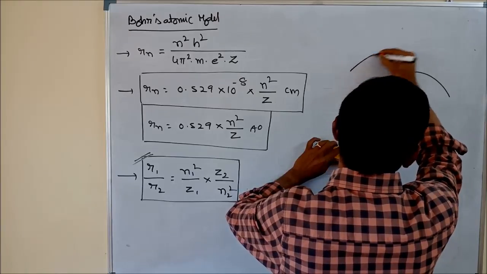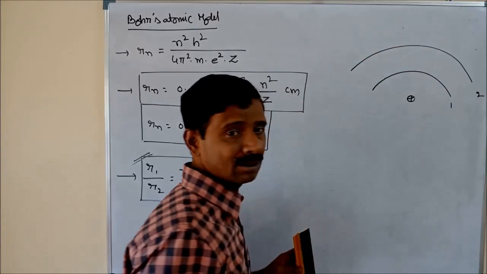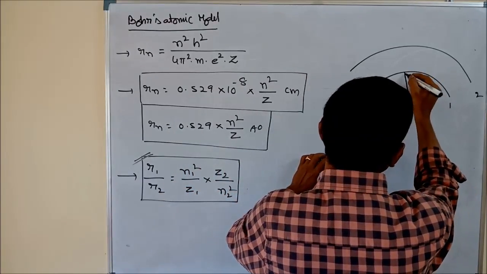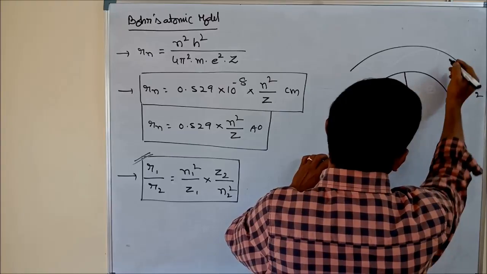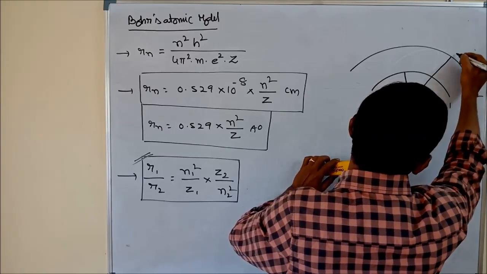This is one and it is one. Let it be the first orbit and it is the second orbit. So now, the radius of the first orbit is R1. And the radius of the second orbit, let it be R2.